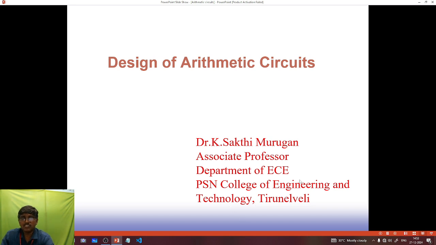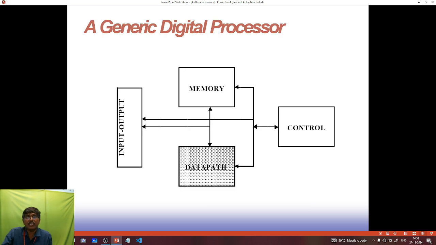Today I am going to discuss the design of arithmetic circuits. So here is the generic digital processor. It consists of memory elements, the data path, input/output, and a control unit. The input/output is where we give input and get output, and the data path is nothing but a processing unit.